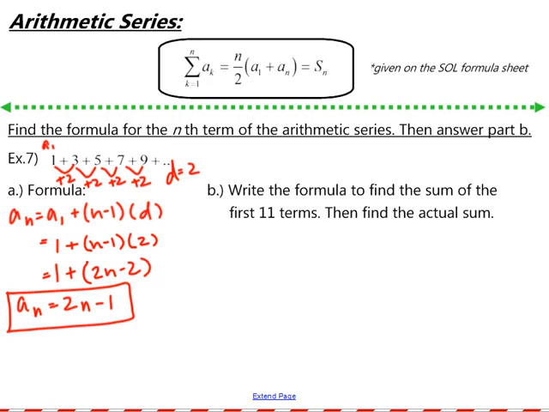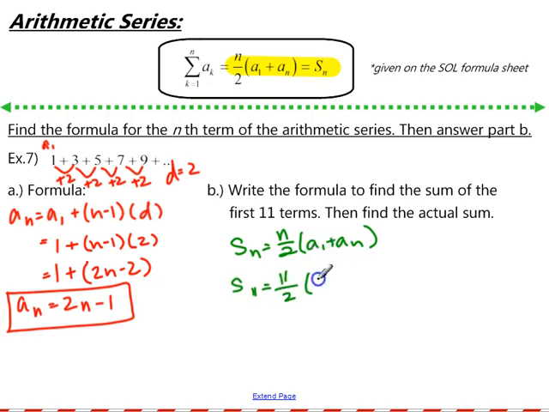Now as we move on to part B, where we need to write the formula to find the sum of the first 11 terms and then find the actual sum, I'm not going to use the summation part. I'm actually going to use the part that's on your SOL formula sheet so that it stays familiar. So we're going to start with the formula. The sum of the first n terms is equal to n over 2 times a sub 1 plus a sub n. So we are looking for the sum of the first 11 terms. So we're going to substitute in 11 for n.